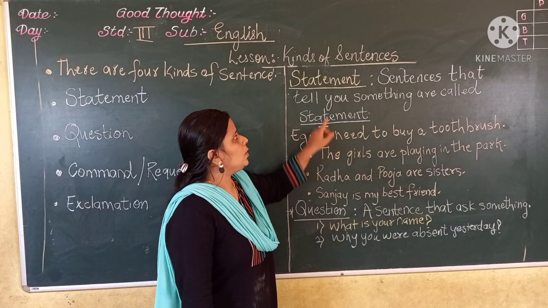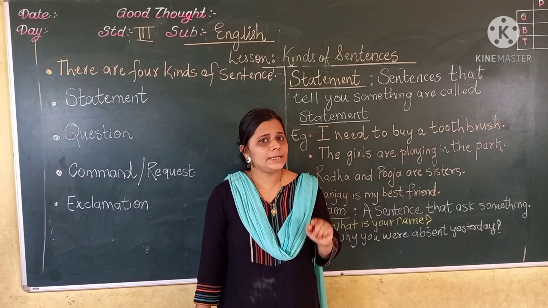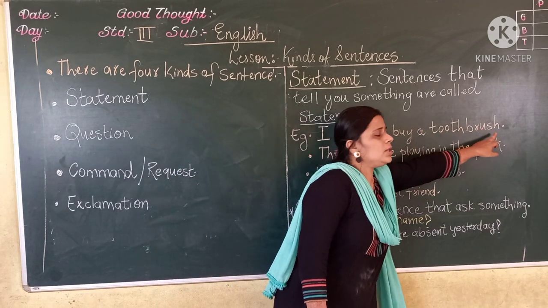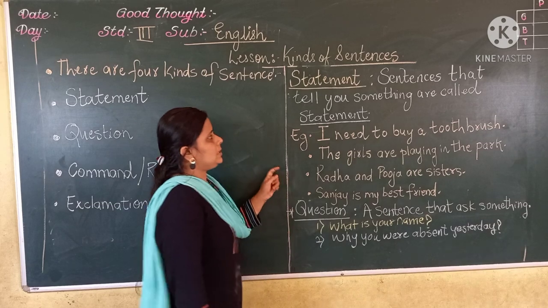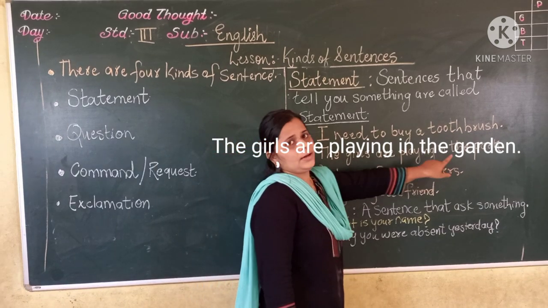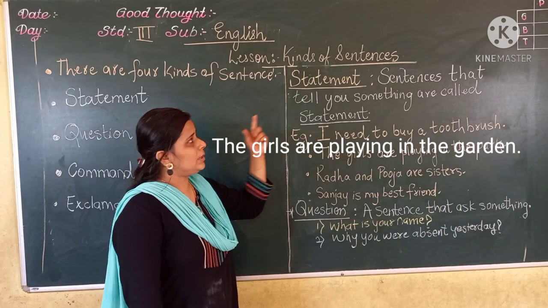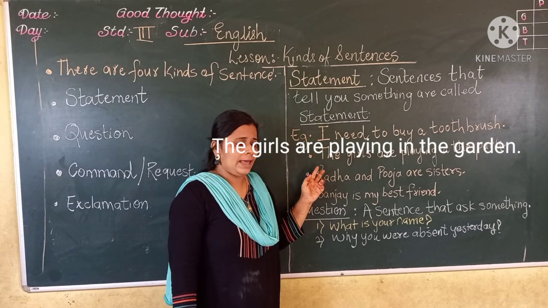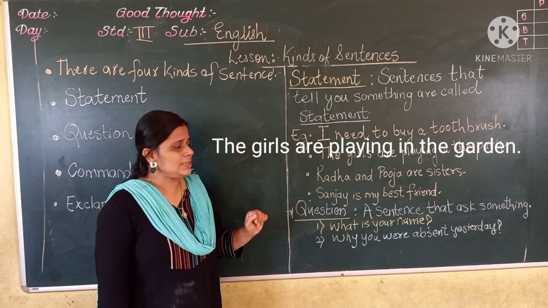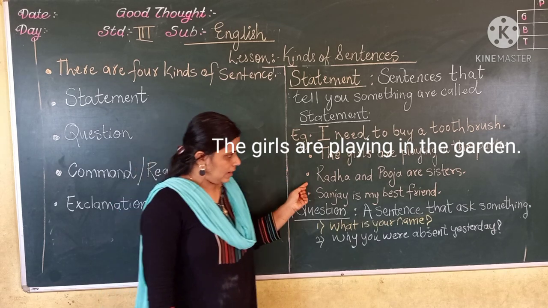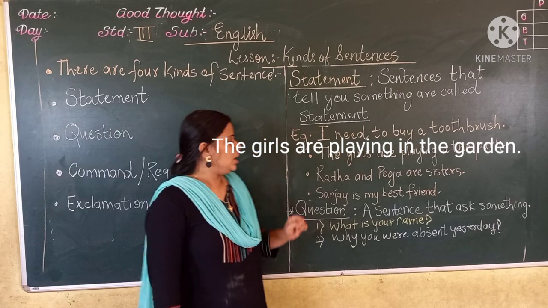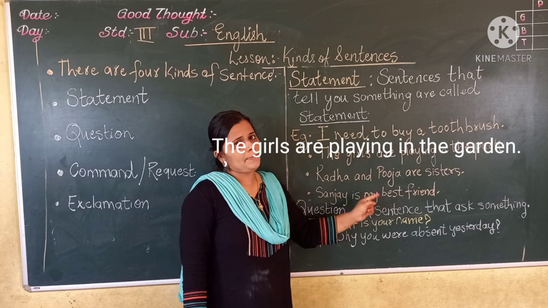Okay students, so this is about the statement. A statement starts with a capital first letter and ends with a full stop. Now see the second example. The girls are playing in the garden. So what does this sentence say? That the girls are playing in the garden. Okay students, now see the next example. Radha and Pooja are sisters. Okay, next, Sanjay is my best friend.